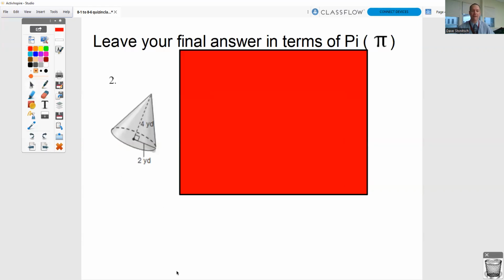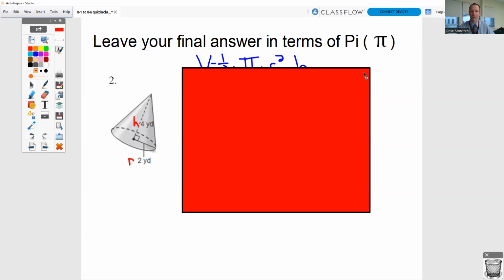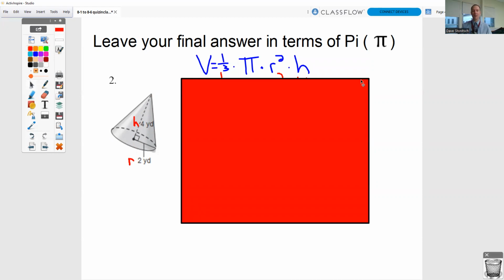In question number 2, you have a cone. In our cone, the radius goes halfway across the circle. So your radius is 2. Your height goes from the tip of the cone to the center of the circle. We want to use the cone formula. So volume equals 1/3 pi r squared h. We want to leave this one in terms of pi.